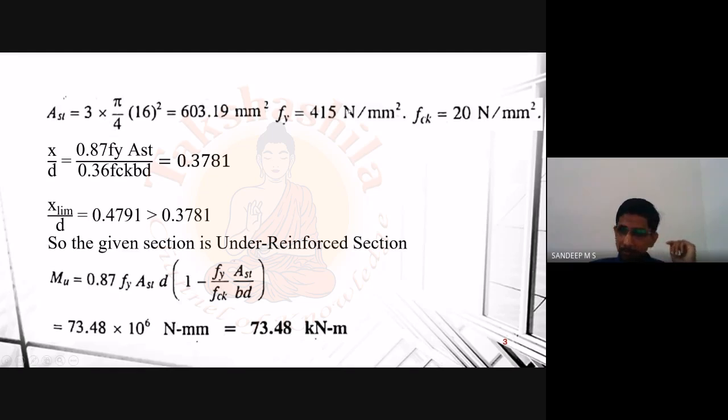So basically for a section having the provided B, D as well as AST, we can have a moment of resistance of 73.48 kilonewton meters. So I hope it is clear to you.